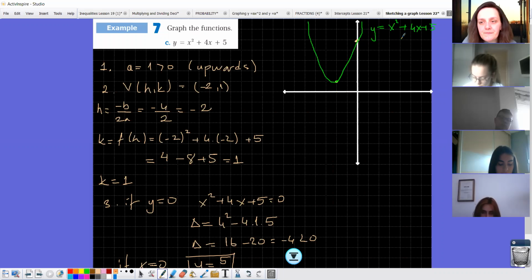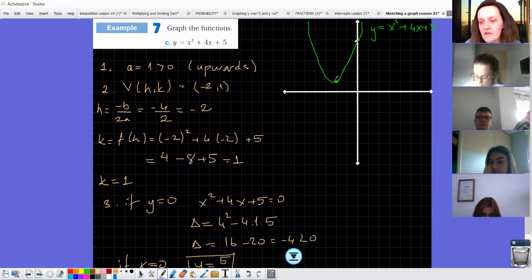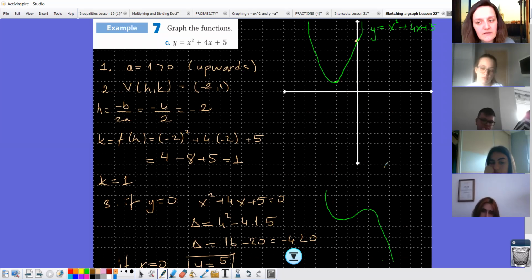Okay? In some cases you may find the vertex point here, and you have found that the parabola is downwards but the intercepts don't match. If you find upwards and your vertex point is here, and you find the y-intercept down here somewhere, it means that you have a mistake somewhere. You need to be careful because your parabola cannot be something like this. It has to be like this or like this.